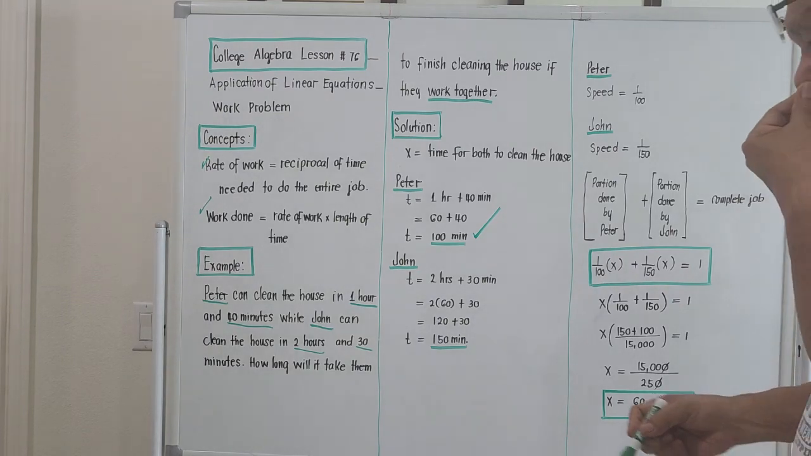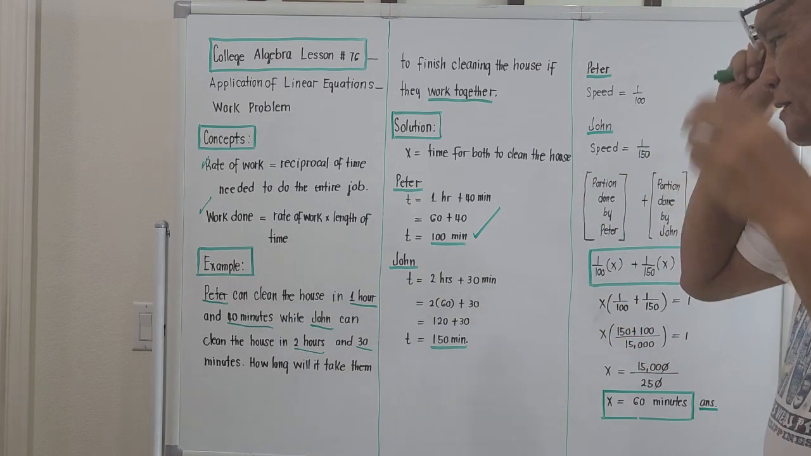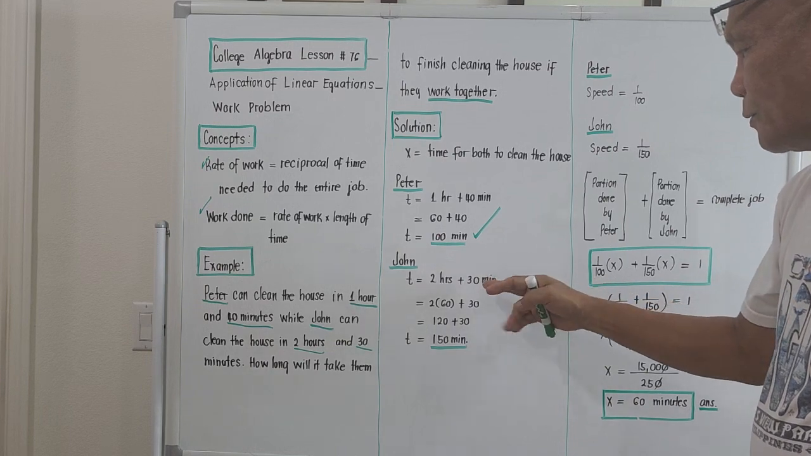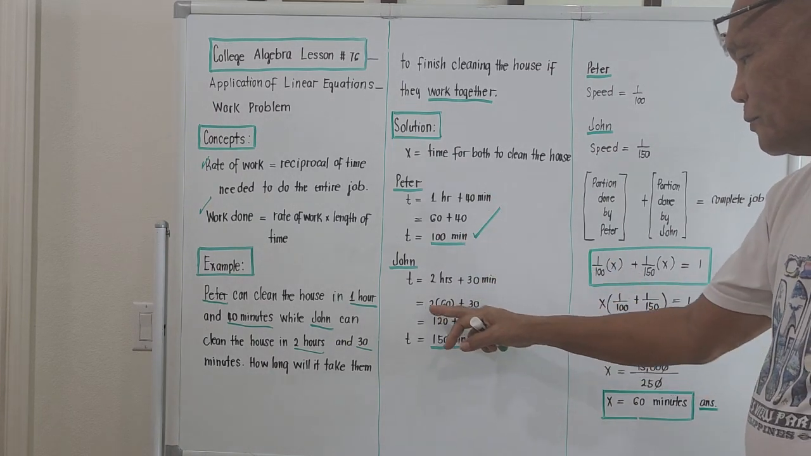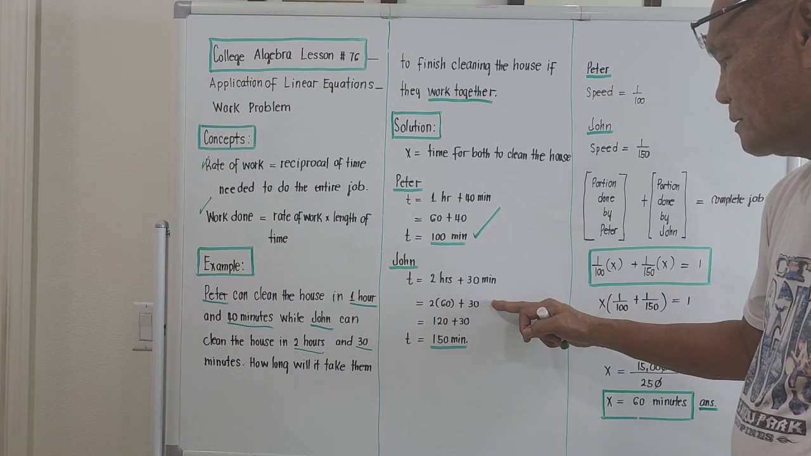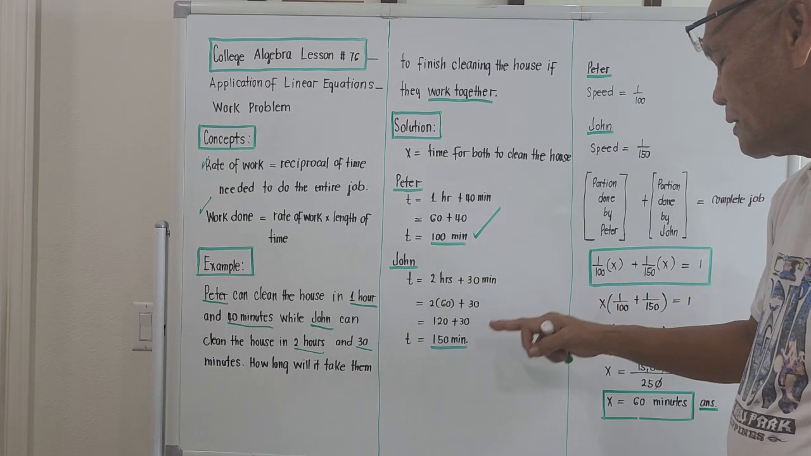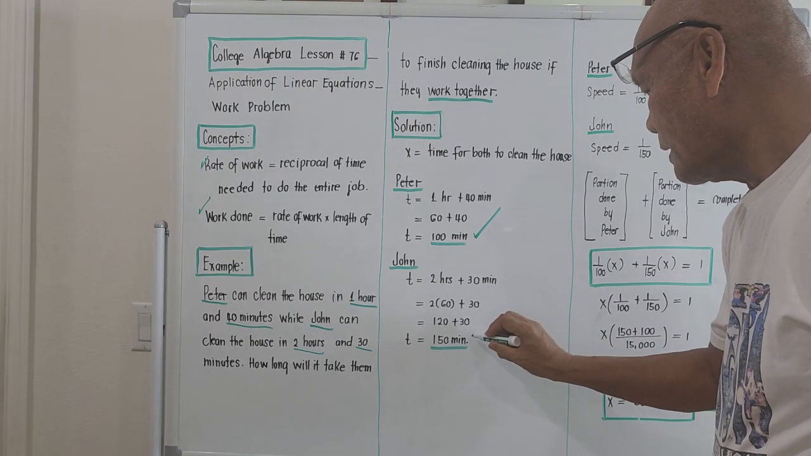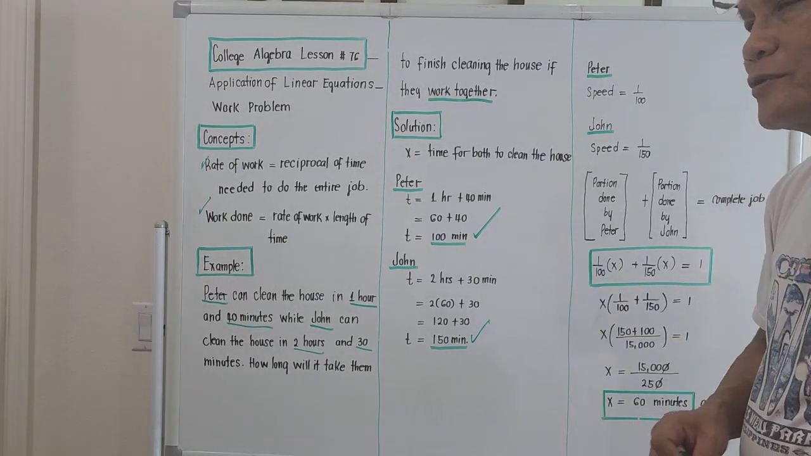For John, t is equal to 2 hours plus 30 minutes. Converting these hours to minutes so we can add them to 30 minutes: we know that 1 hour is 60 minutes, so this is 2 times 60 plus 30. Now this is minutes and this is minutes, so we could add them algebraically. 120 plus 30, and the total time for John will be 150 minutes. It is longer by 50 minutes. Of course, his is slower, right?